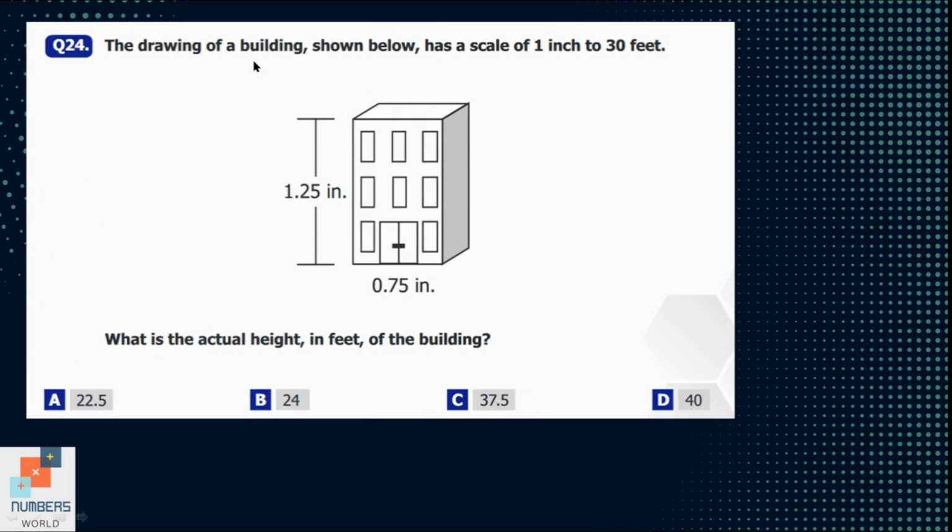Question number 24. The drawing of a building shown below has a scale of 1 inch to 30 feet.